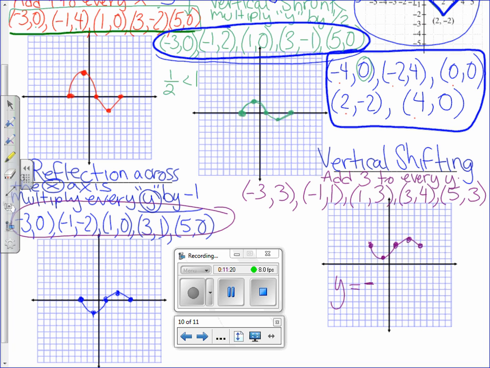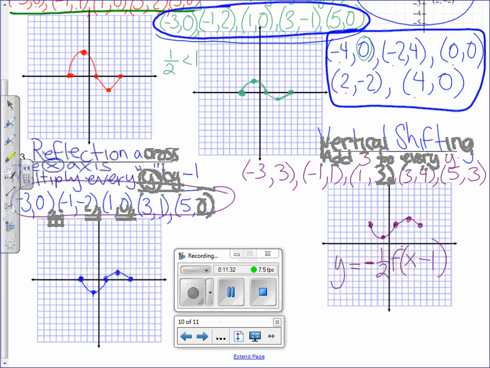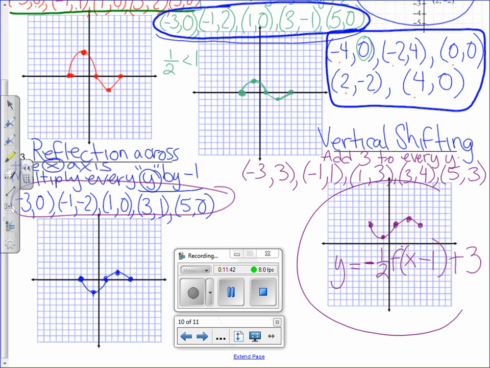that was written like this: -1/2 times f of x - 1 plus 3. When you take your exam, you don't have to show me all of the steps. You could just graph the final function, but if you want to do it step by step, that will be okay with me. Okay, so let's move quickly to the next problem.